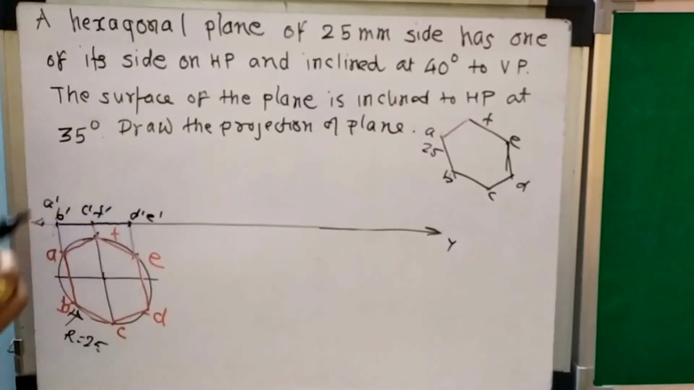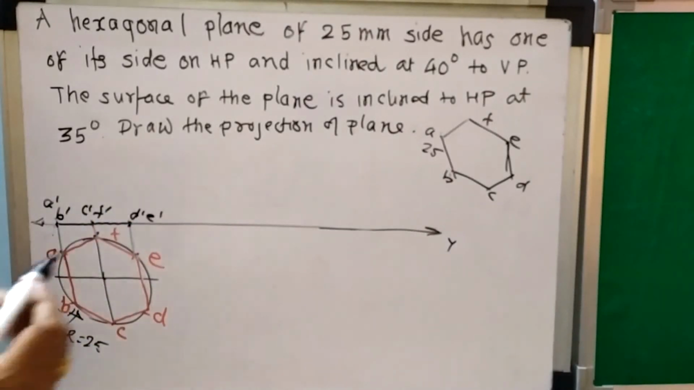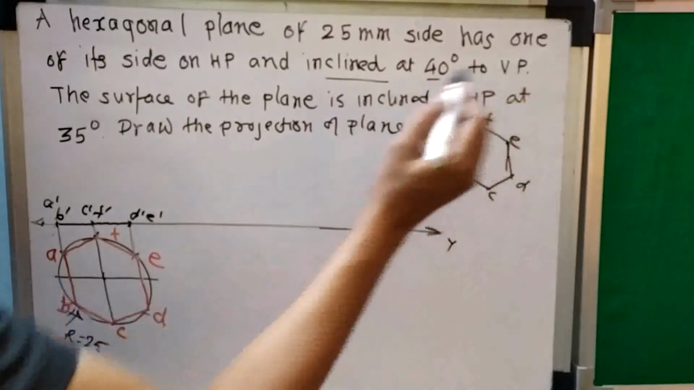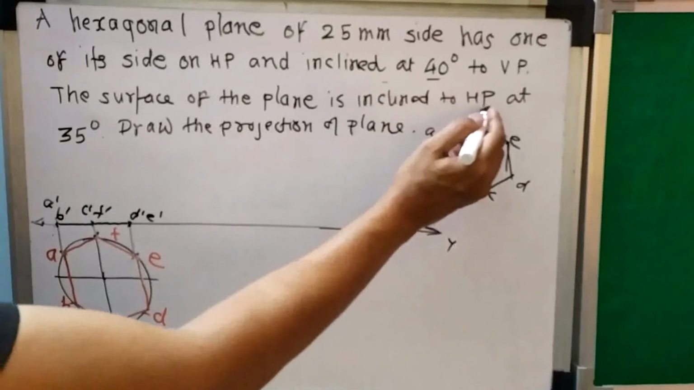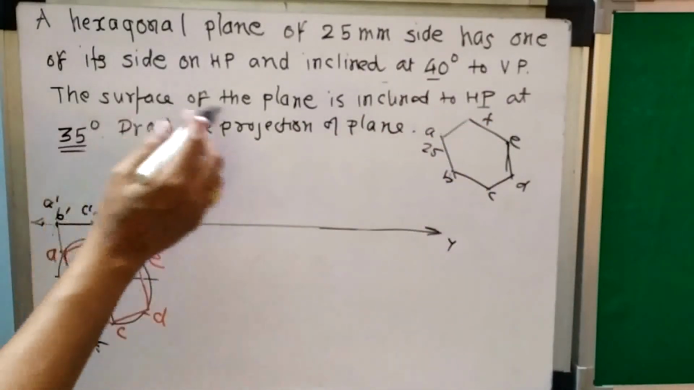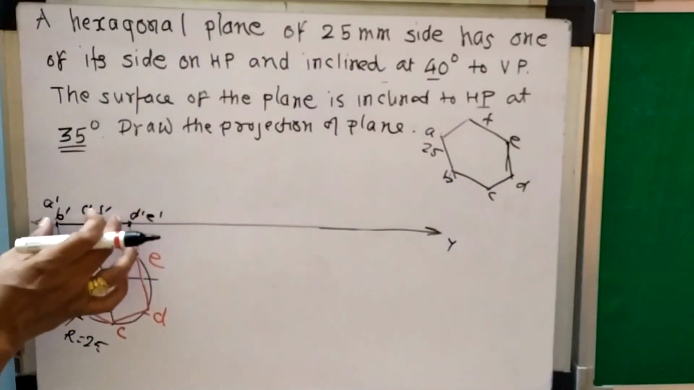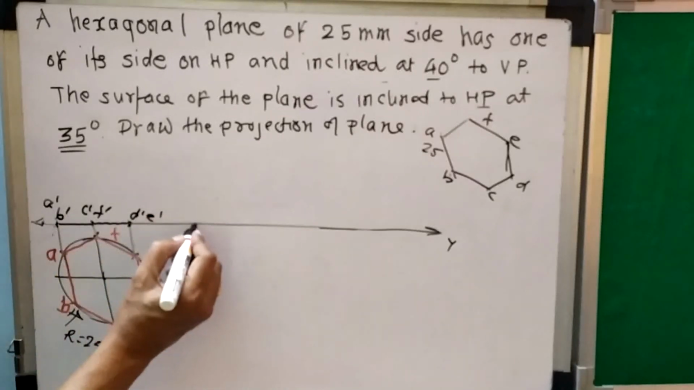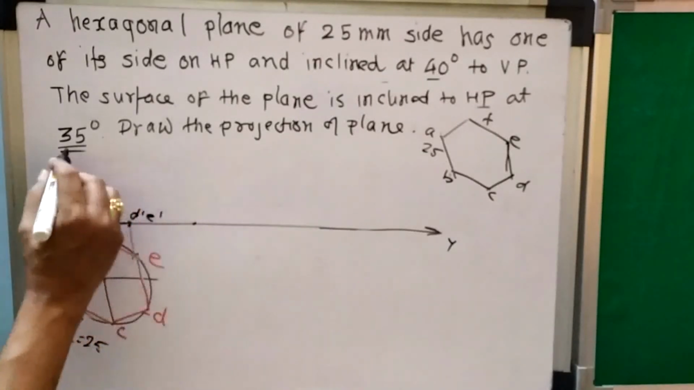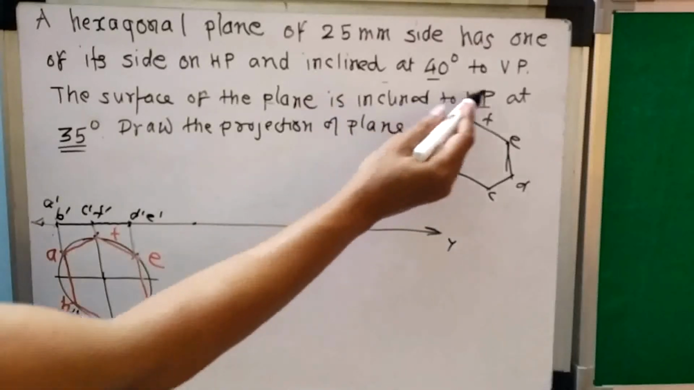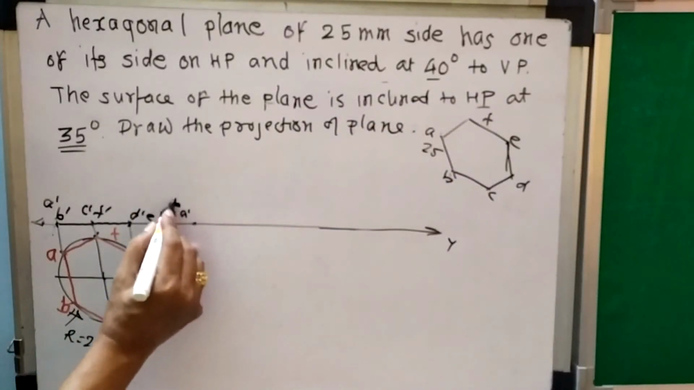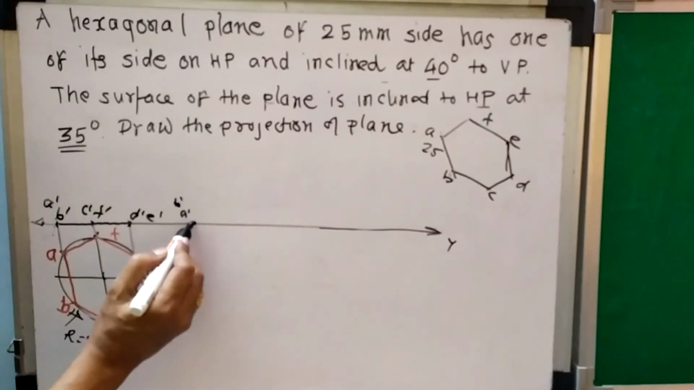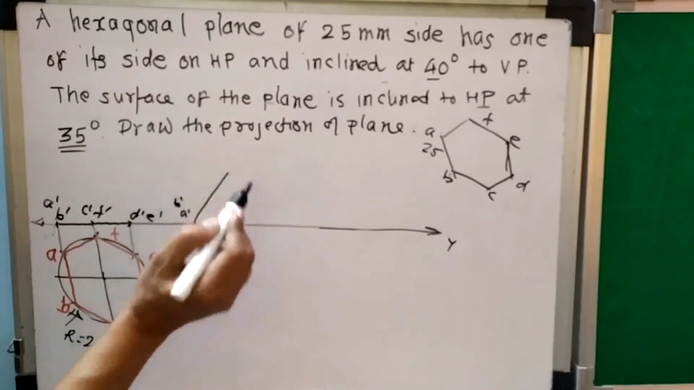Now this surface is inclined to HP at 35 degrees. So the surface is inclined to HP, and I will make this surface inclination 35 degrees. The surface of the plane is inclined to HP, so I will take this A dash, B dash point here, and here I will take a 35 degree inclination.